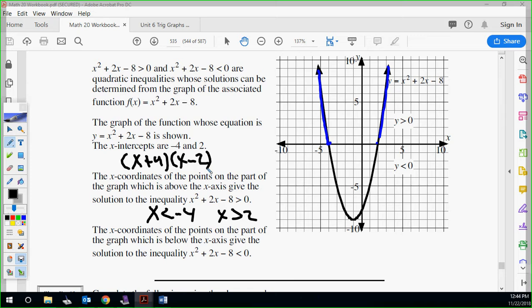Now again, you can check this every time. A number less than -4, like -5. If I plug -5 into this, it should be a positive value. -5 squared is 25. 2 times -5 is -10, minus 8. 25 minus 18 is 7. That's why this value right here is 7. So that means the positive spot. And when you want less than, that would be in between those two zeros. So we'd want x greater than -4 and x less than 2. And that would be this section, right?